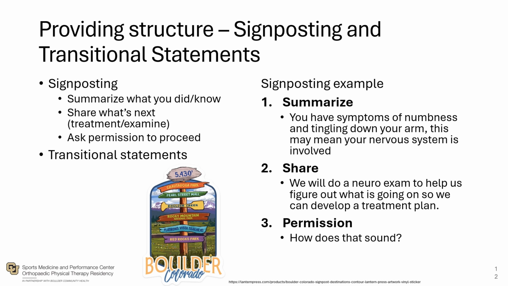So a signposting example might be, first, you're summarizing. So you have symptoms of numbness and tingling down your arm. This might mean your nervous system is involved. Then you might share, we're going to do a neuro exam to help us figure out what's going on so we develop a treatment plan. And then 3 is getting permission. How does that sound to you?